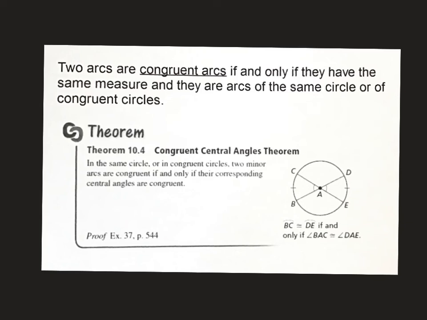So when we look at theorem 4, the congruent central angles theorem, it says in the same circle or in congruent circles, two minor arcs are congruent if and only if their corresponding central angles are congruent. So if we know that angles CAB and DAE are congruent, then we know that arc BC and arc DE are congruent.